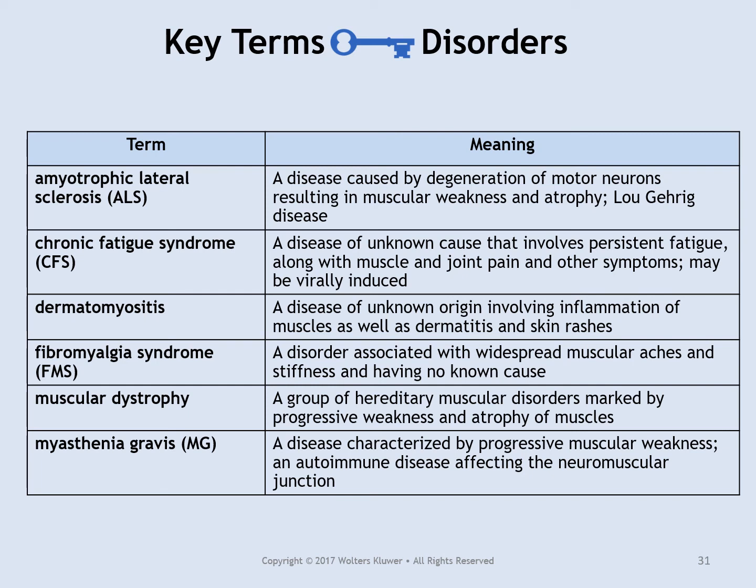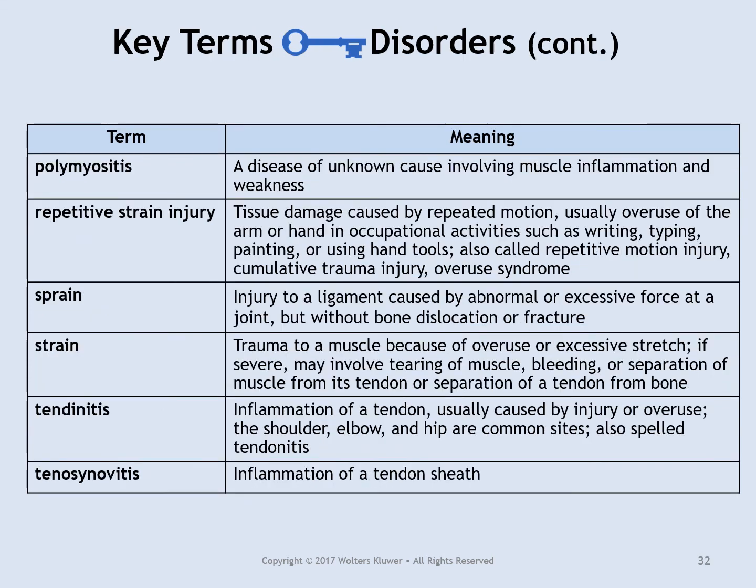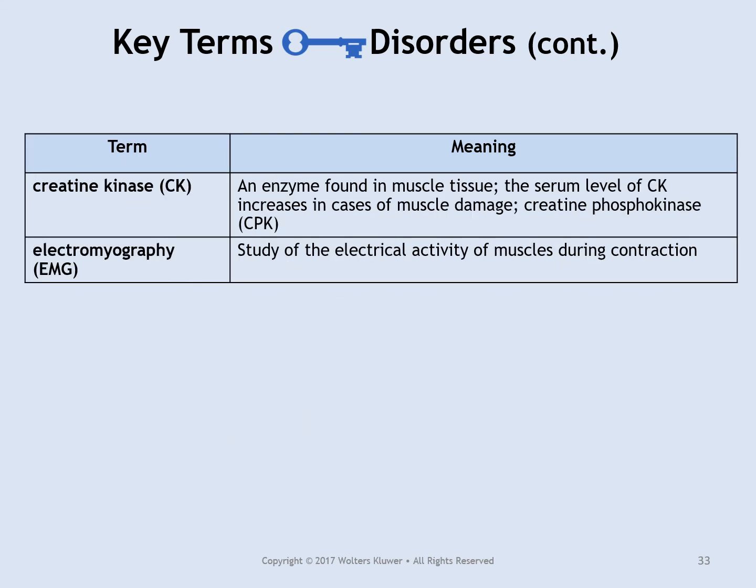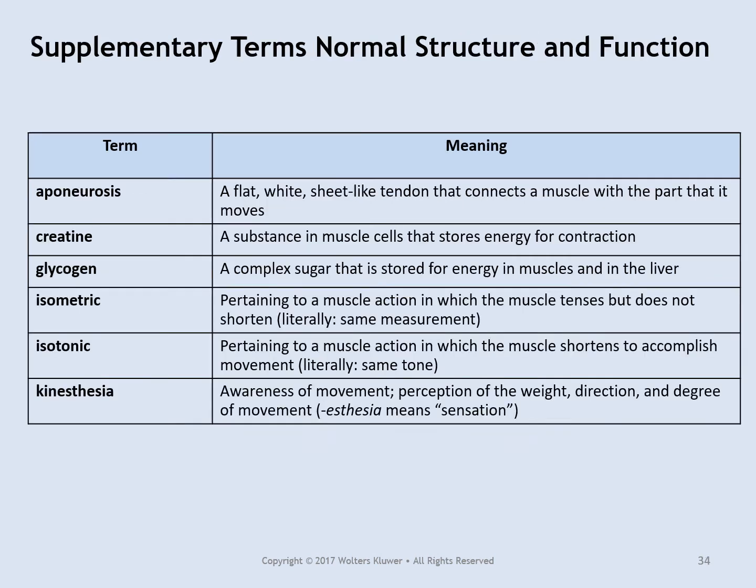So here are some key disorders: ALS, CFS, Myasthenia. We saw all of those. And then creatine kinase is the enzyme that can be found after the muscle is damaged. CK, creatine kinase.